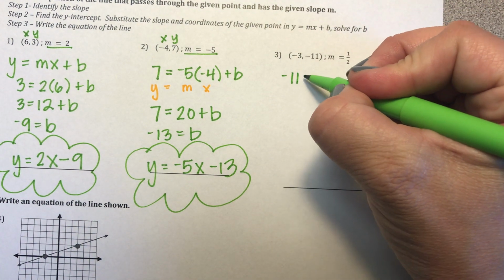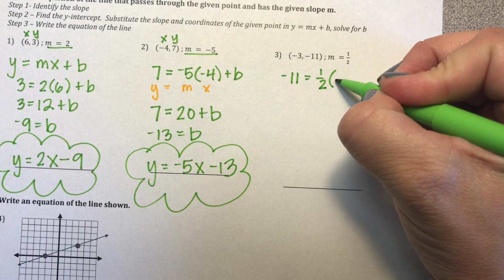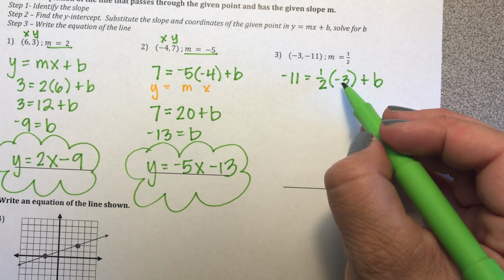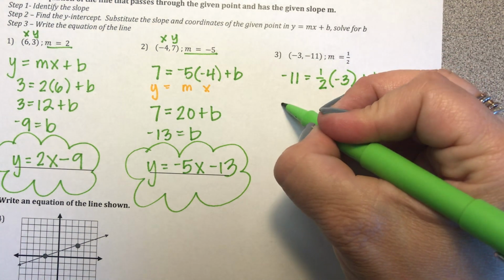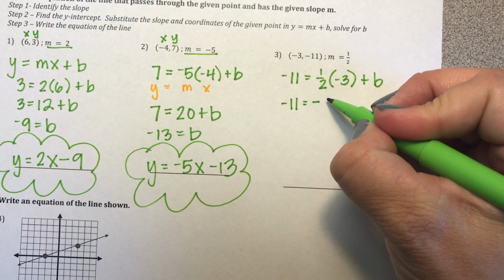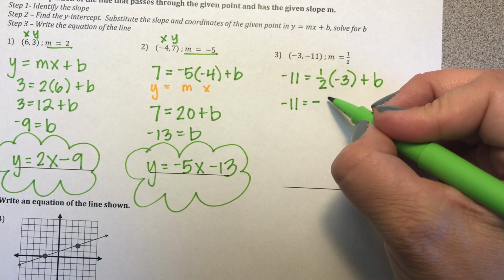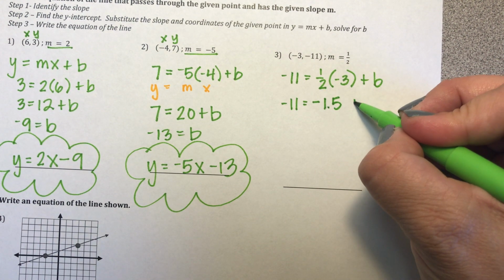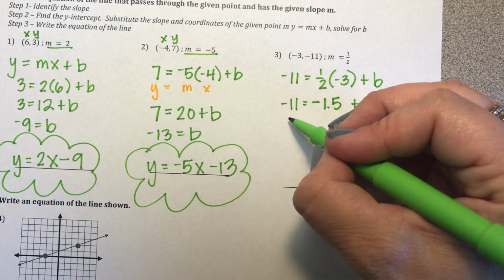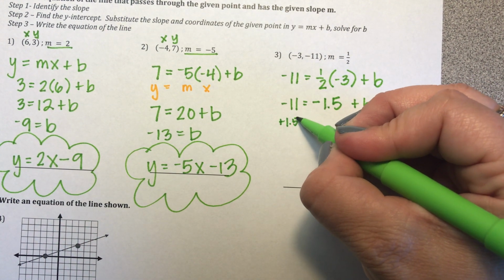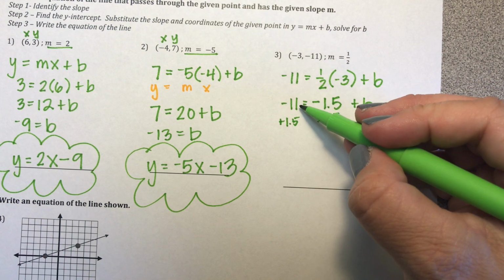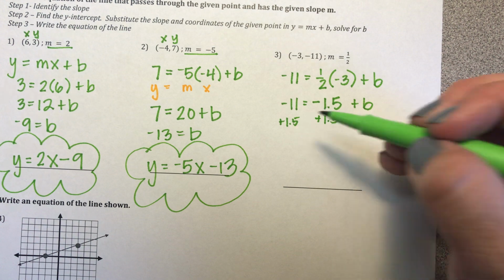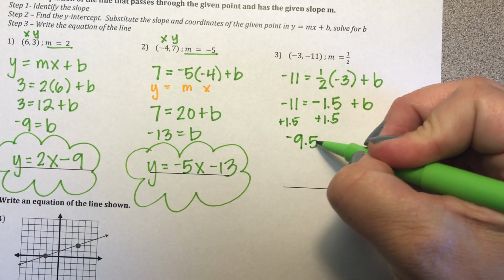So y is -11. That equals -1/2 times x, which is -3, plus b. y equals mx plus b. So -11 equals -1/2 of -3, which is 1.5, or you could write it as 3/2. So 1.5 plus b. So now I'm going to subtract 1.5 from both sides, right, because I'm trying to cancel that out. They're different signs, subtract. So 11 minus 1 is 10, minus another half is 9.5.